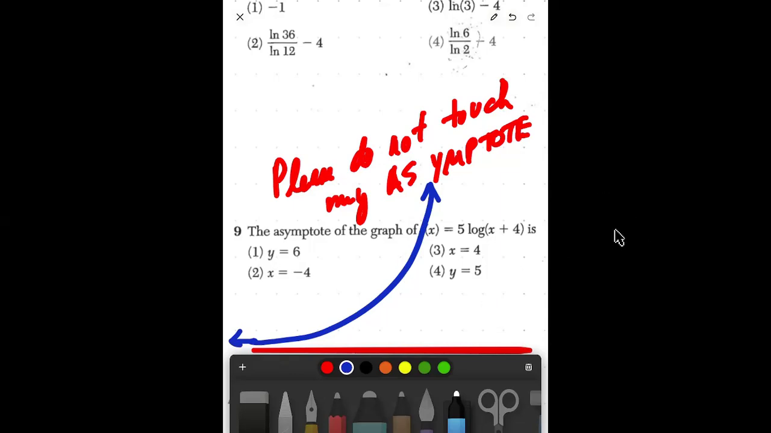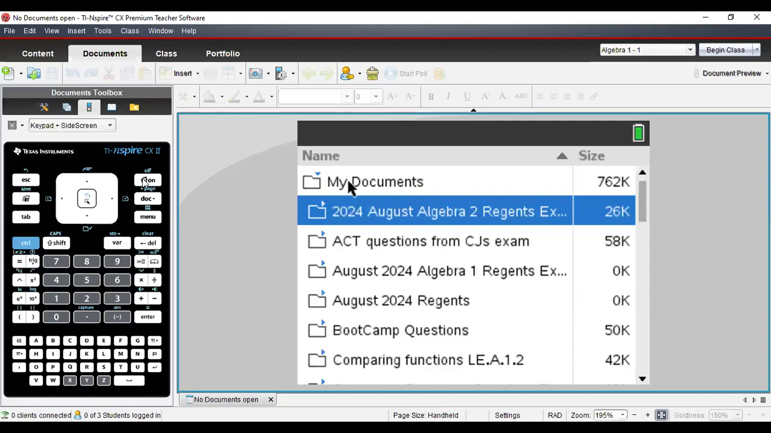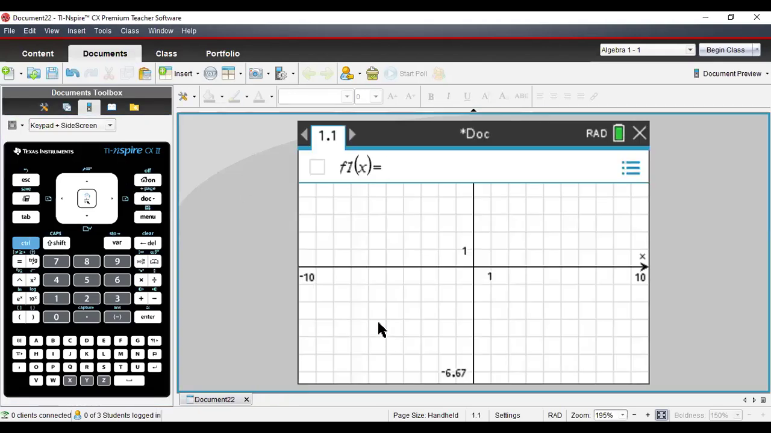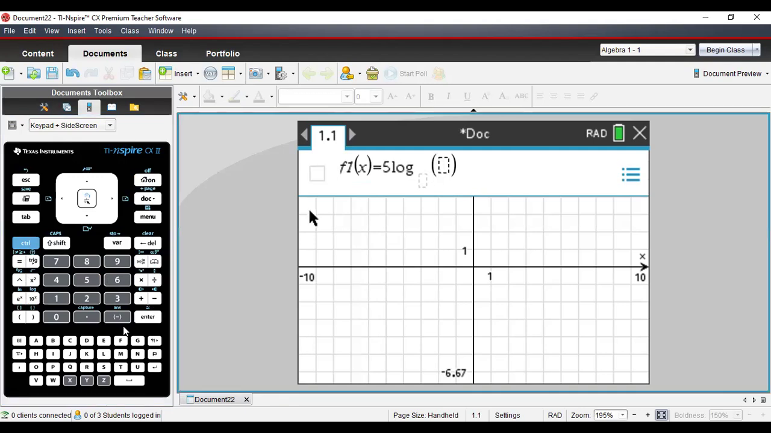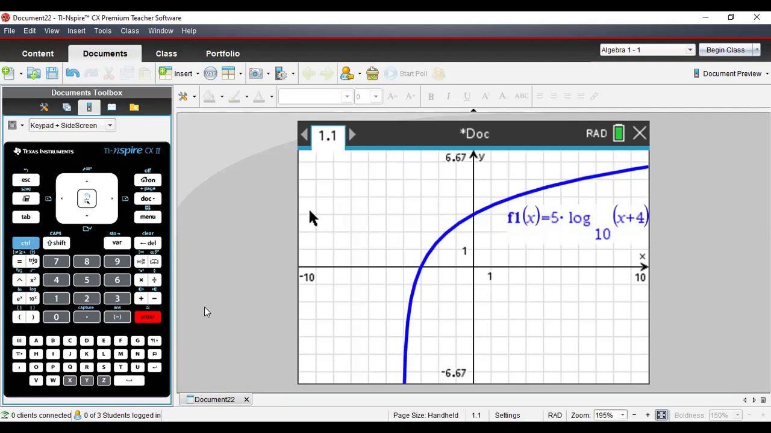I need the calculator now. So I'm going to go here and graph, and we're just going to enter that function. It's going to be 5 times the log, control 10. The base is 10, so if you don't put anything there, it defaults to 10. I'm going to put x plus 4 here. And that's it. Press graph. This is going to be going up forever.